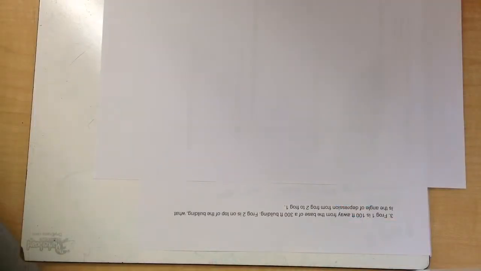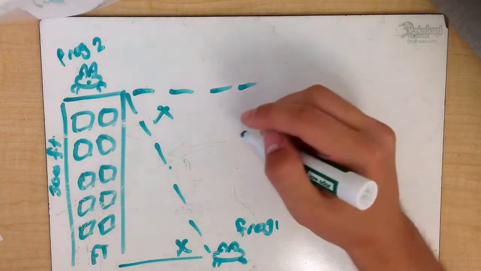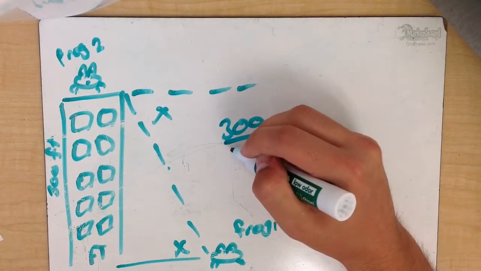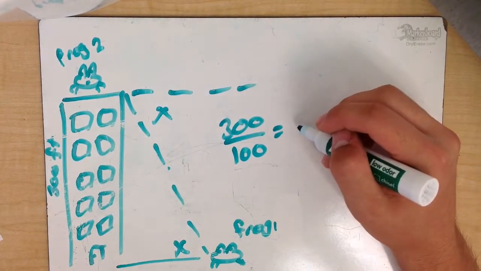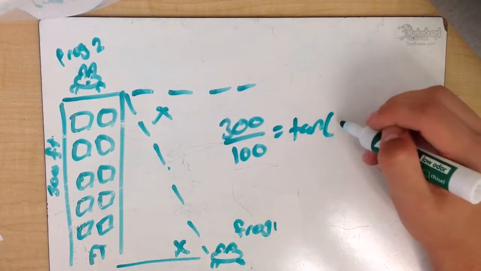For question number 3, frog 1 is 100 feet away from the base of a 300-foot building. Frog 2 is on the top of the building. What is the angle of depression from frog 1 to frog 2? Using tangent again, we're going to find the opposite, which is 300, put it over the adjacent, which is 100, and equal that to tangent of x.